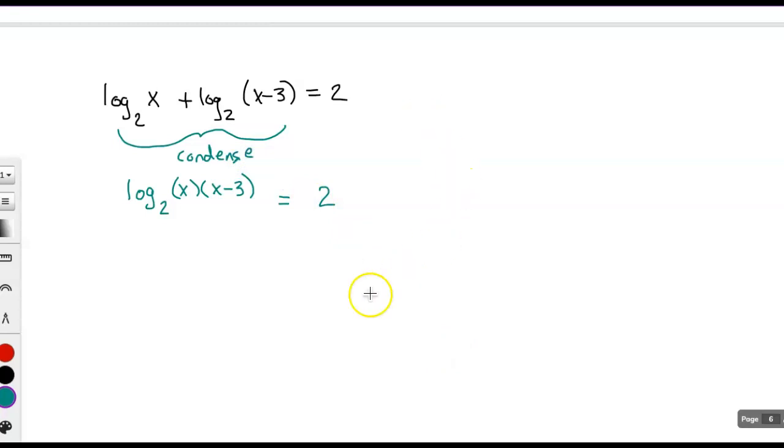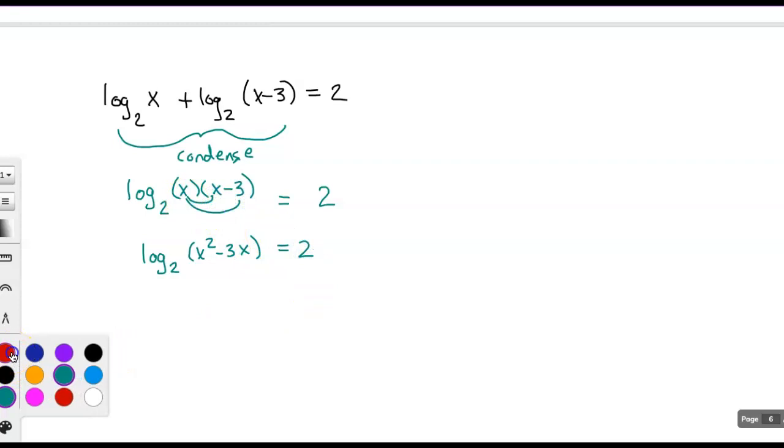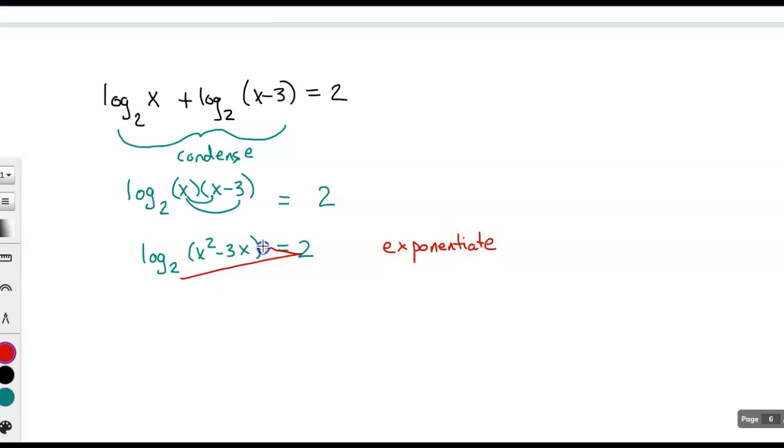Okay. You can write this as log base 2 of x squared minus 3x. So all I did was distribute the x and then equals 2. So listen, you're never going to get log equals log, right? So now we have to exponentiate. All right, so here we go. 2 to the second equals x squared minus 3x. So that's 4 equals x squared minus 3x. It's a quadratic, so set it equal to 0, and we'll factor.